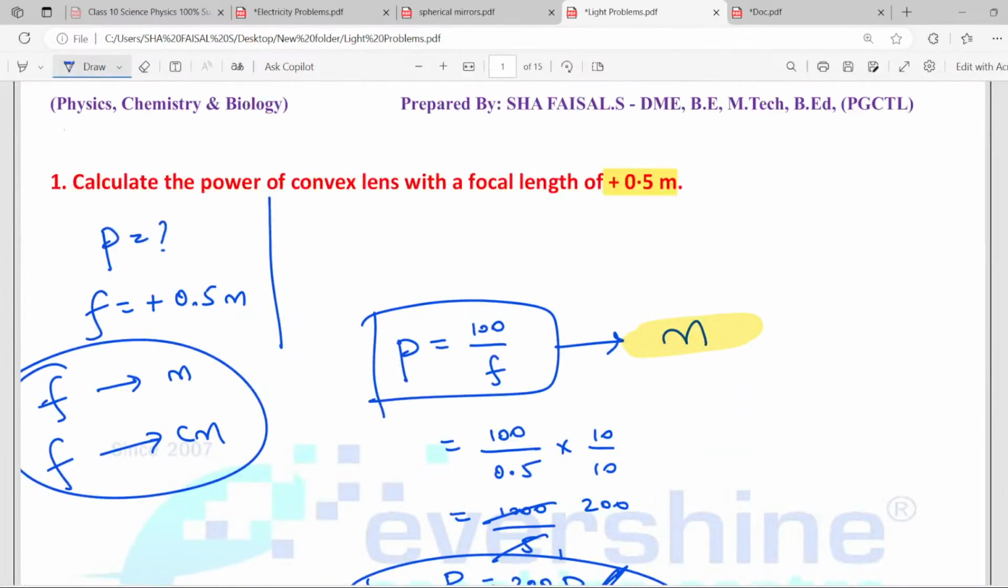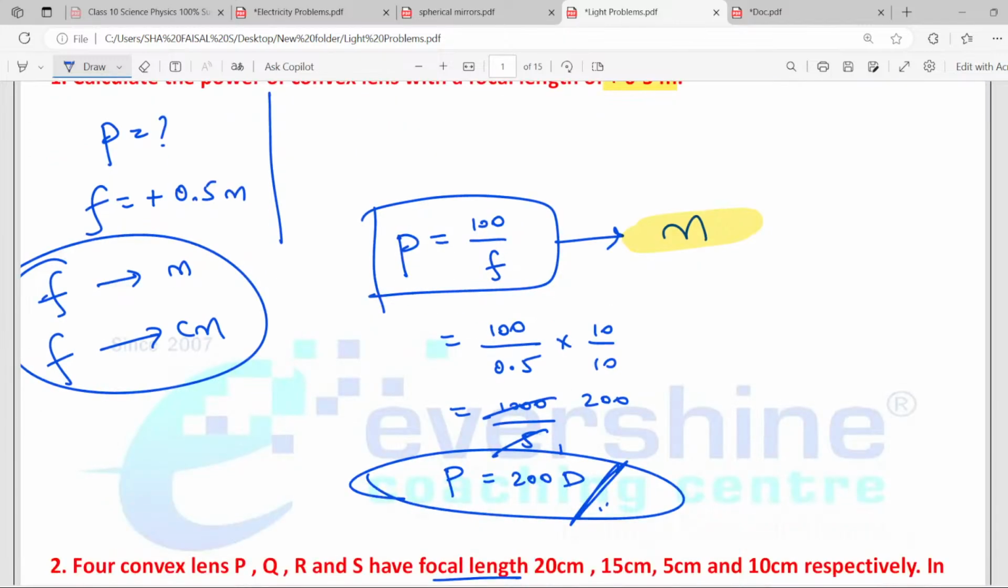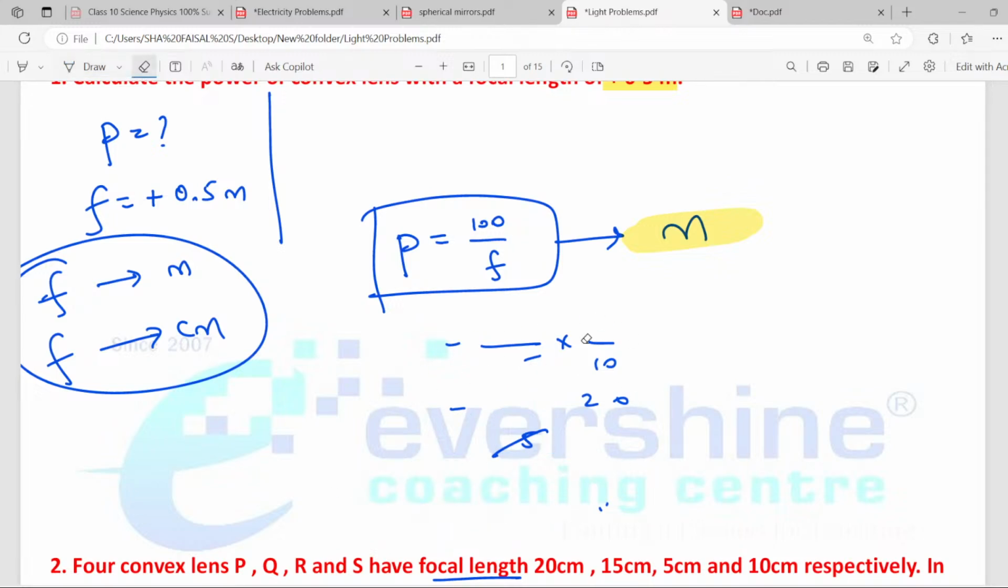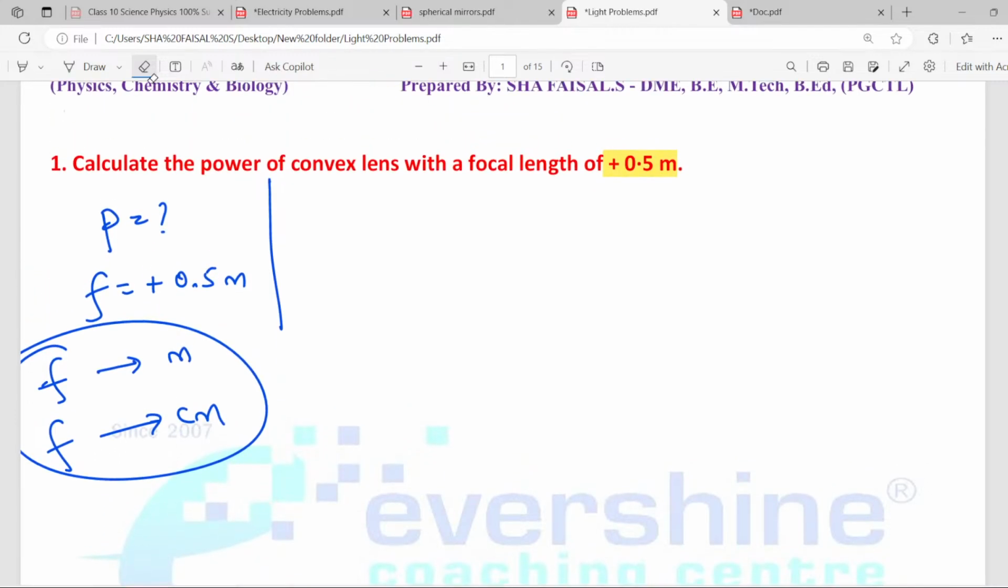So in this problem also, I think the focal length is given in meters. So I think we need to do a small change here, since the focal length is given in meters, right?